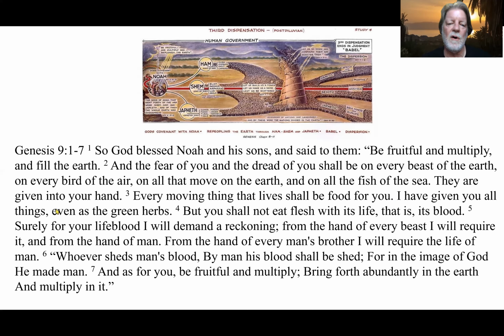God says, I have given you all things, even as the green herbs, but you shall not eat flesh with its life, that is, its blood in it. The idea is if you're going to eat an animal, it has to be butchered properly and all the blood drained out. For a number of reasons. I think there are health reasons why blood should not be consumed. But I think more significantly, God is talking about the fact that the blood is like the container of life.